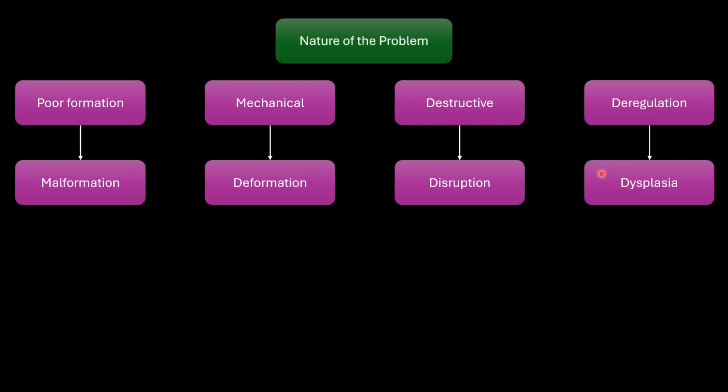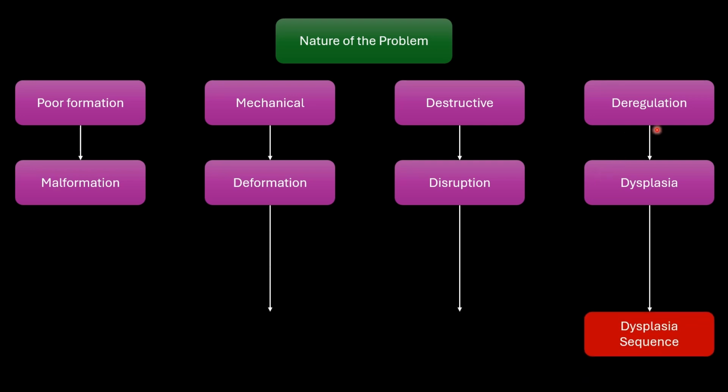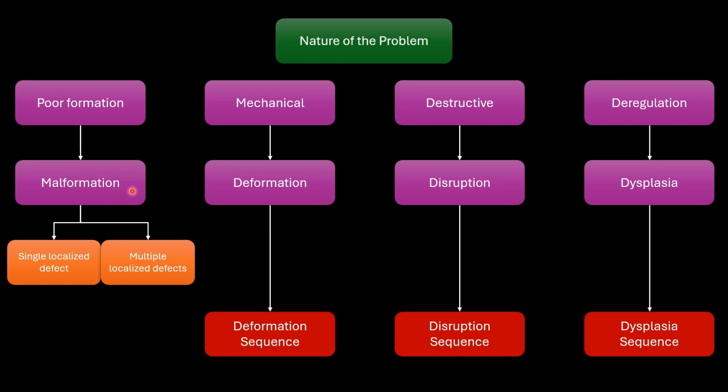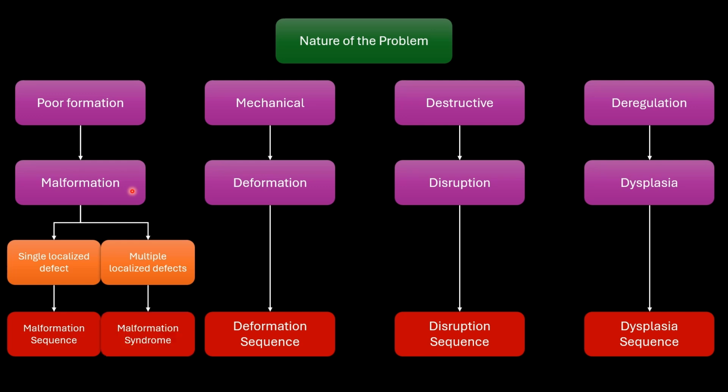If it comes under dysplasia, that is deregulation, it will be called a dysplasia sequence. If the problem is destructive, that is disruption, it will be called a disruption sequence. If the problem is mechanical, indicating deformation, it will be called a deformation sequence. But if the problem is poor formation indicating malformation, the next question we have to ask is, is it a single localized defect or is it multiple localized defects? If the problem is a single localized defect, we call it a malformation sequence. But if the problem is multiple localized defects, we call it a malformation syndrome.